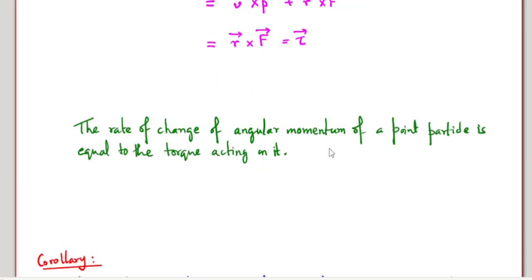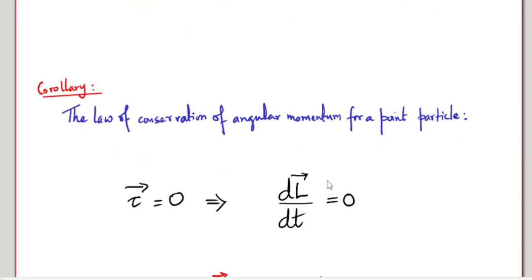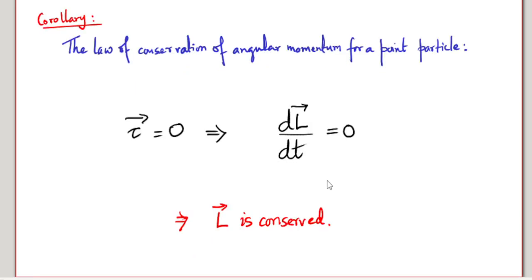Now, an immediate corollary of this law is the following. If torque acting on a particle were 0, then its rate of change of the angular momentum would be 0, and therefore L would be conserved. It would be something which does not change with time.